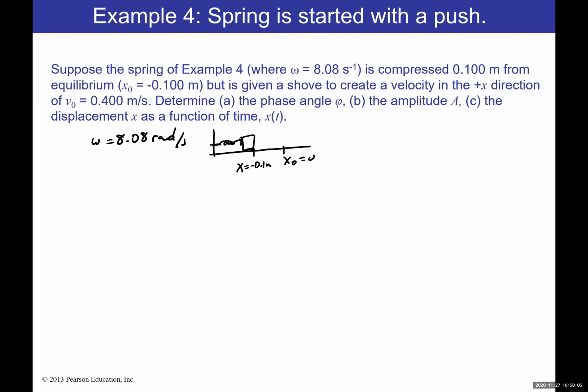But it's given a shove to create a velocity in the positive x direction of v naught equals 0.4 meters per second. Those are kind of like our initial conditions, right? So we're given v naught equals 0.4 meters per second. We're going to determine the phase angle phi, which is basically just phi naught, same thing. The amplitude, the displacement x as a function of time.